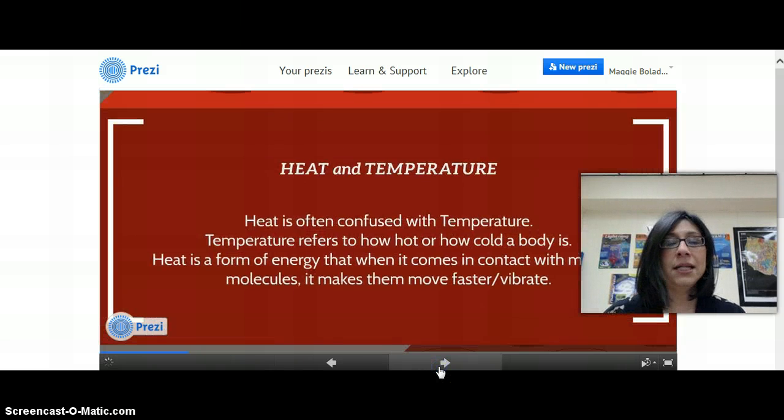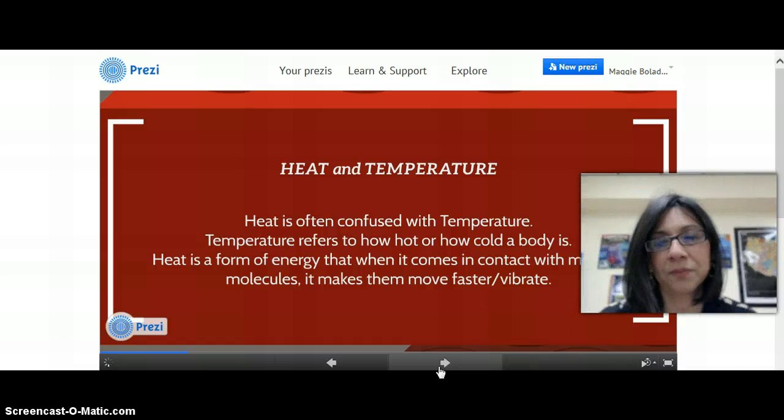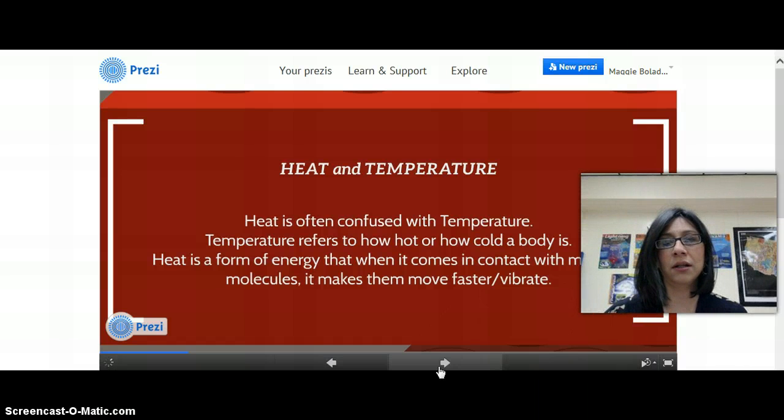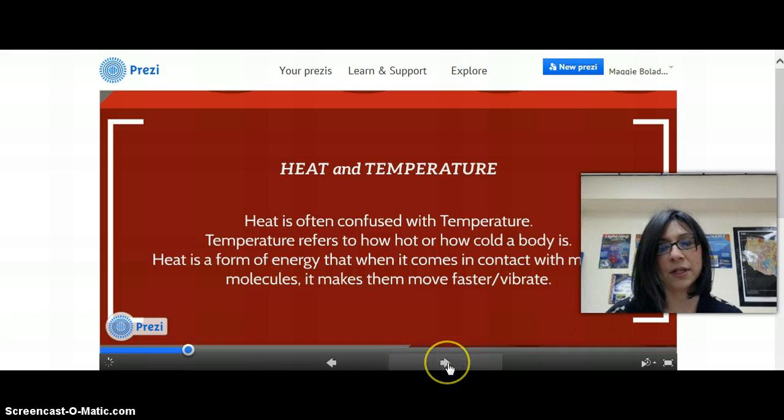Okay, heat is not to be confused with temperature. A lot of us confuse heat with temperature, and we think that they are one and the same. Temperature actually refers to how hot or how cold a body is. Inversely, heat is a form of energy that when it comes in contact with matter, molecules, makes them move. It makes them move faster. It makes them vibrate. Okay, so notice the difference between heat and temperature.